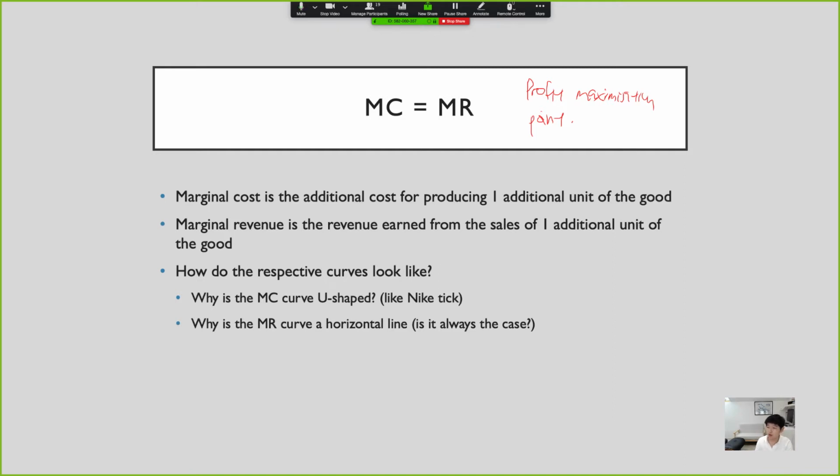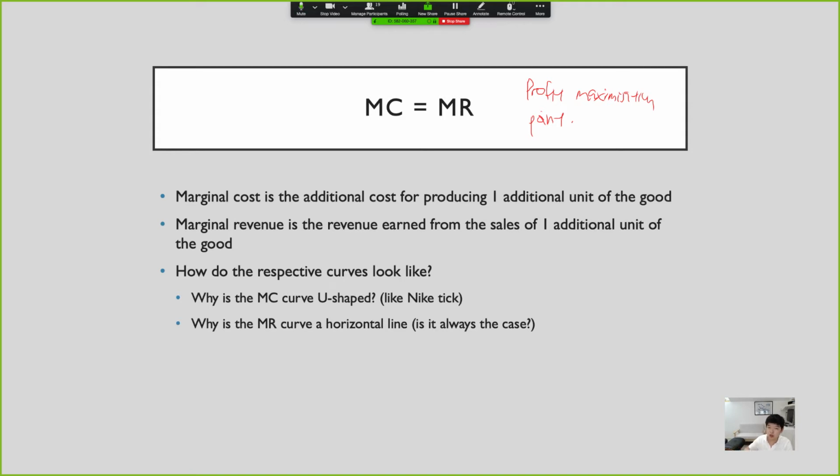We start first with marginal cost. What is marginal cost? Marginal cost is the cost of producing one additional unit of the good. So if I produce one more unit of the good, how much will it cost me? That's the meaning of marginal cost. Whereas marginal revenue is, if I were to sell one more unit of the good, how much more revenue will I get from selling that one extra unit? That's the meaning of marginal revenue.